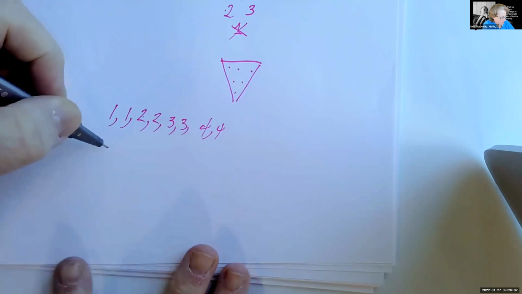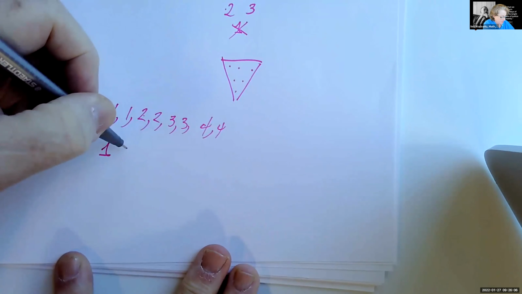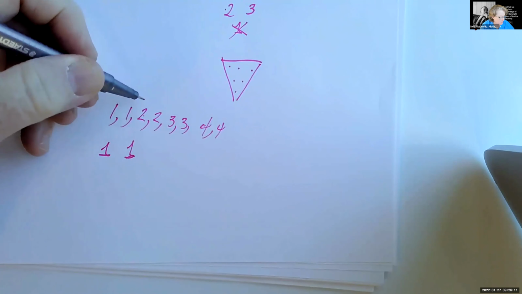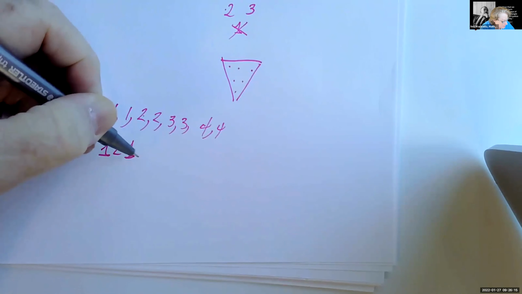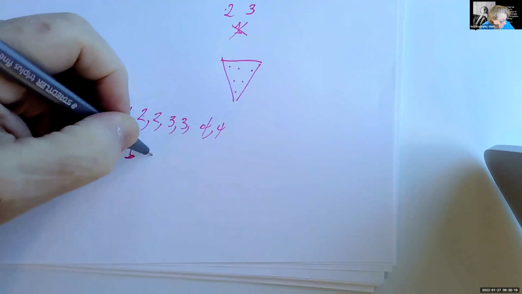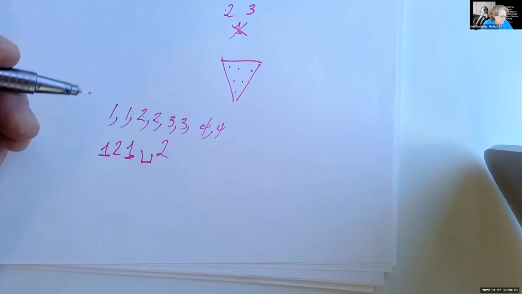So I could put a 1 in the first position. I can't put a 1 in the second position, but I could put a 1 in the third. It has to be 1 unit away. So what if I put a 2 next? I can't put a 2 to the right of the 1. The 2's have to be 2 units apart. So I could put the 2 units away from the 1.